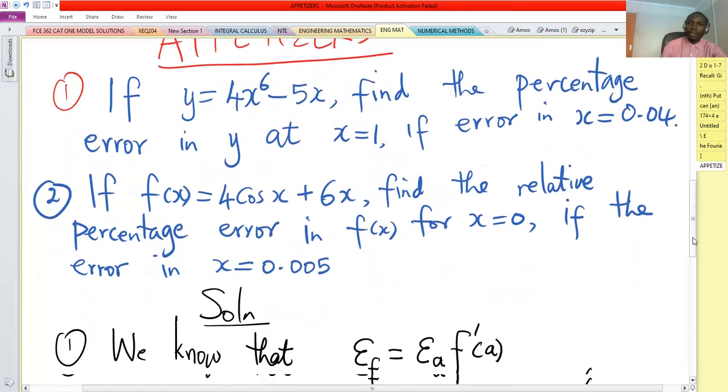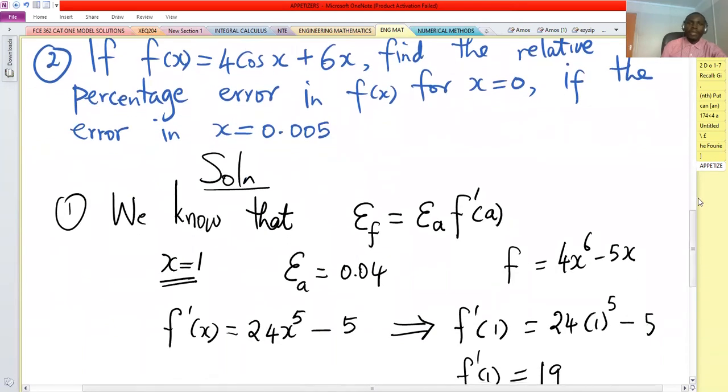we know from our previous presentation that error in a function is given by error at that particular point you want to evaluate the function multiplied by the derivative of the function at that particular point. So the error in the function equals error at a, which is the point where we want to evaluate the function, times the derivative of the function at that particular point.